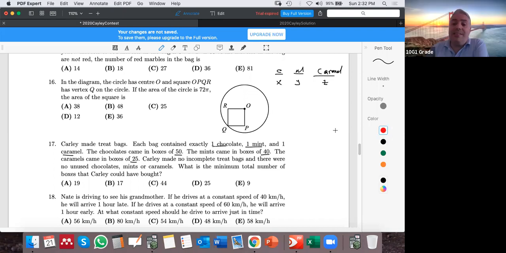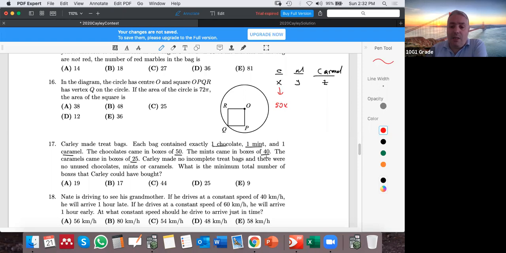And the question says that each box of the chocolate has, let's check it, 50 chocolates. So it will be 50x I will have. I mean, if there are 2 boxes, I will have 100 chocolates. If there are 3 boxes, I will have 150 chocolates.